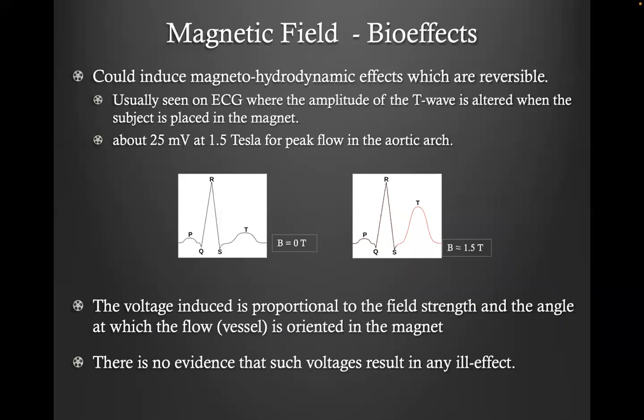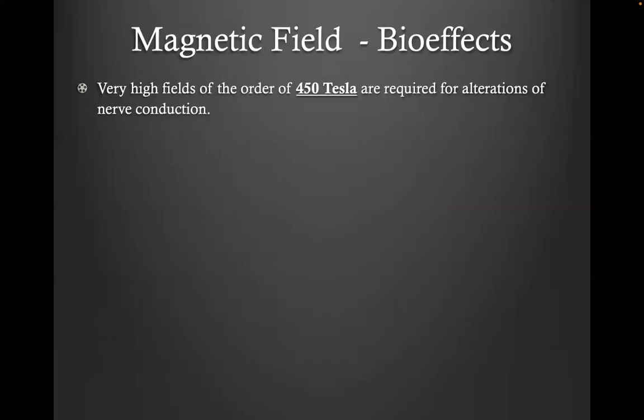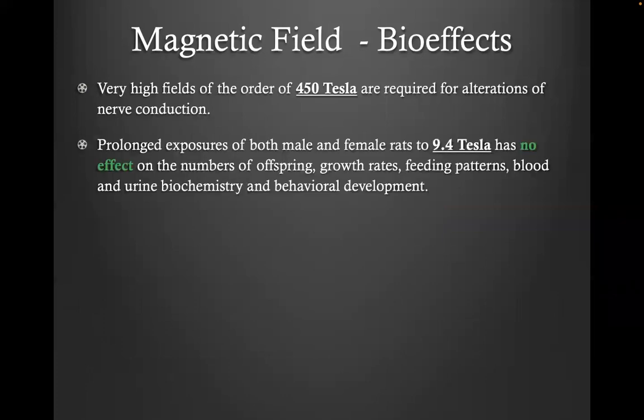So what's the matter? They could induce a magnetohydrodynamic effect, which is reversible. So if you consider your ECG wave in a person and you move the person inside the scanner, you will notice this T wave is going to be slightly higher. And this voltage induced is proportional to the field strength, and also to how your blood vessel is oriented in the MRI. But there's no evidence that such voltage actually results in an ill effect. Very high fields of the order of 450 Tesla are really required for alterations of nerve conduction. So we are way below that.